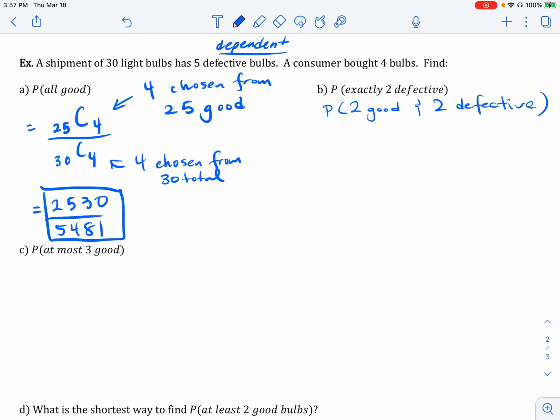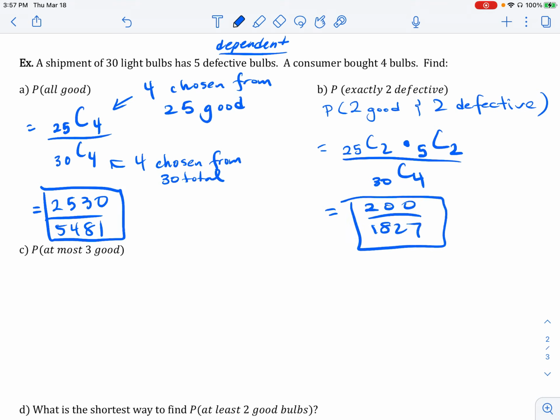So let's find that probability. Well, what is the probability that 2 are good? Well, this time we're choosing 2 from the 25 that are good. Probability that 2 are defective, that means from the 5 that are bad or defective, we're choosing 2 from those. And again, we've got 30 that we're choosing from a total. So this is going to come out to 200 over 1827 as our final answer.